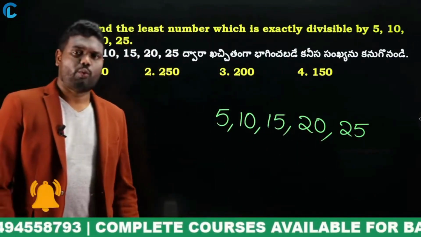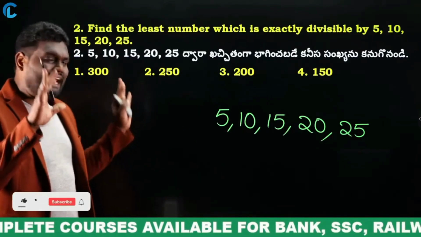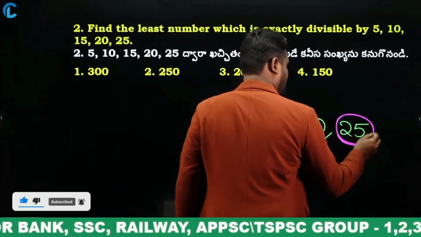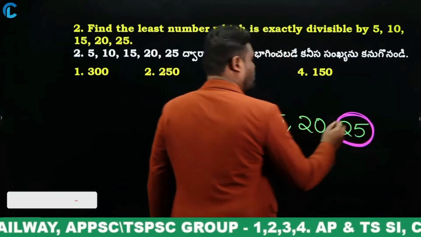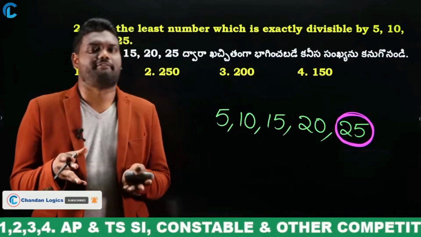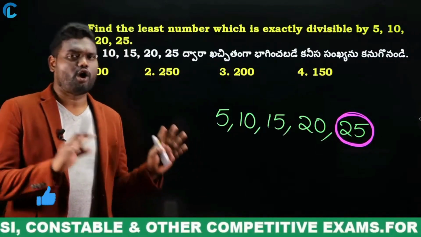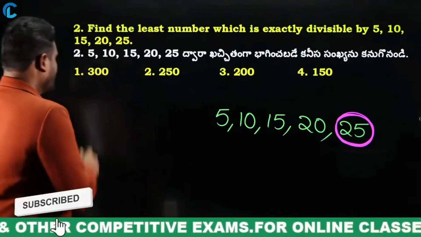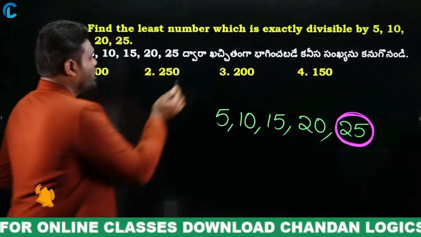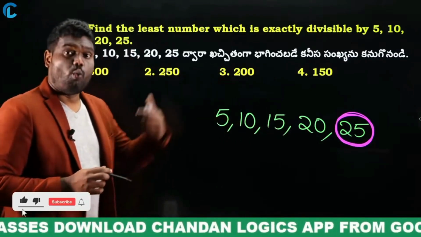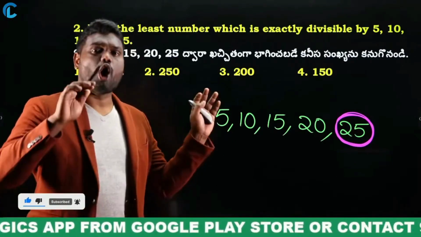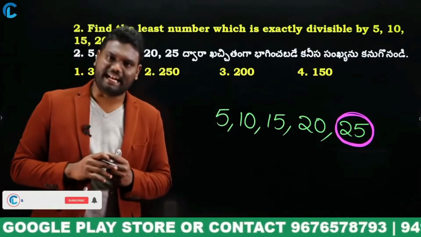As I have already told you, while calculating LCM, you can directly go to the highest number. The highest number is 25. So the LCM should be 25 or a multiple of 25. Now observe carefully. 300 is a multiple of 25, 250 is a multiple of 25, 200 is a multiple of 25, and 150 is also a multiple of 25. Which means all the given options satisfy the condition.